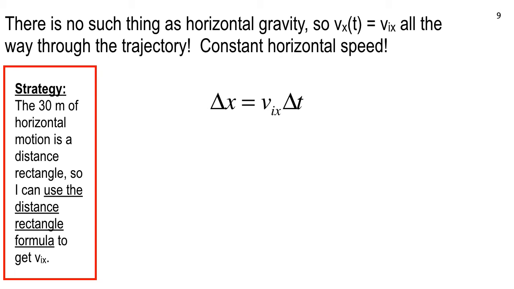There it is, delta x, Vix times delta t. Now, we first used the distance rectangle formula. We didn't have subscripts on it, but these are the subscripts that are appropriate. This is the velocity in the x direction for the entire time of travel, 2.02 seconds. Matter of fact, let's just plug in some of the numbers now. Okay, delta t, 2.02 seconds.